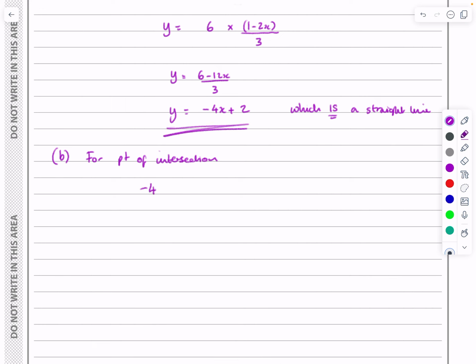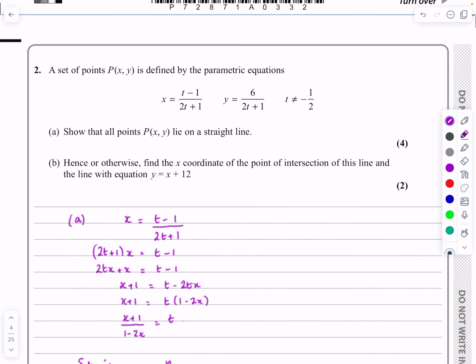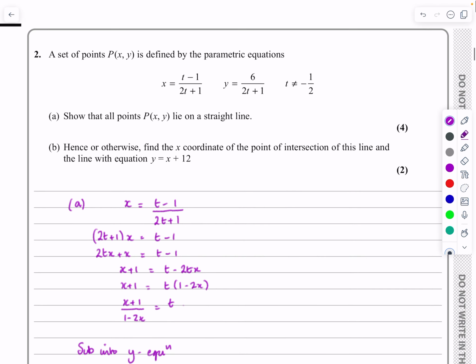So minus 4x plus 2 will equal x plus 12. That's dead straightforward. Okay, just rearrange to get the answer from that. I'm going to get 5x on that side is equal to minus 10 on that side. Okay, I'm going to get x equals minus 2, which is a nice, neat answer, so it makes me think that I probably got that right. Okay, relatively straightforward question. Hopefully that all makes sense to you.